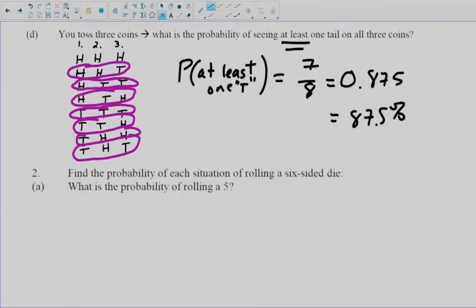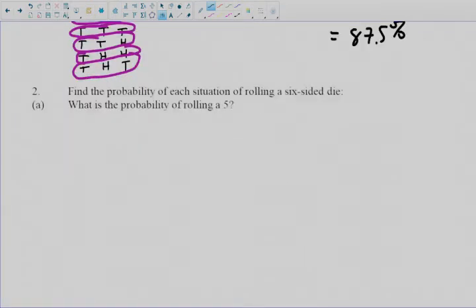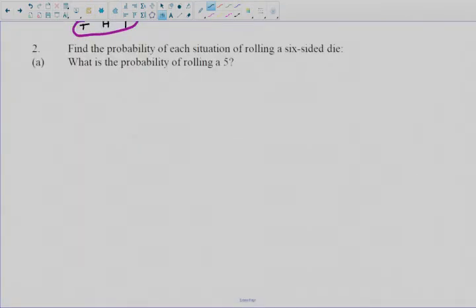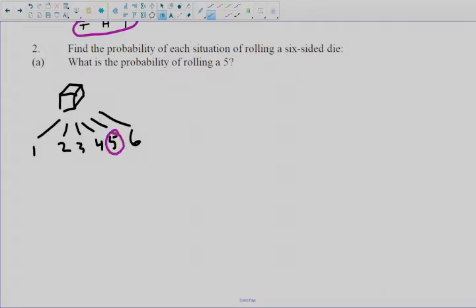So our next example here, find the probability of this situation when we're rolling a 6-sided die. So what is the probability of rolling a 5? So this is just one die. We've actually seen examples of this in class. When you have one die, there are 6 possibilities. 1, 2, 3, 4, 5, 6. So the probability of rolling a 5 is 1 success out of 6.